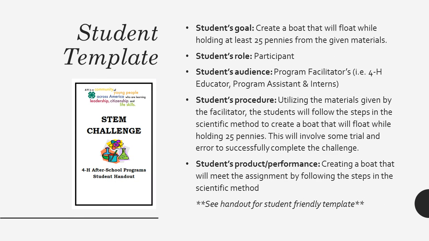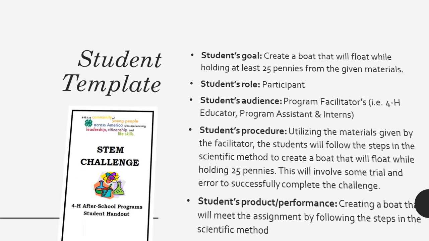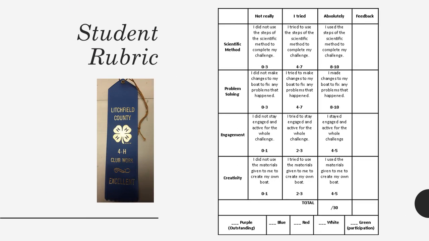A student handout was created for this activity to describe the challenge to the students, guide them through it, and provide a rubric for them to follow for evaluation. This rubric was created with the intention to give students feedback on how to improve their science skills because 4-H does not grade projects in the traditional sense like a standard classroom. It is a very different method than most educators are used to because 4-H utilizes the Danish system, with purple being excellent and green being participation.